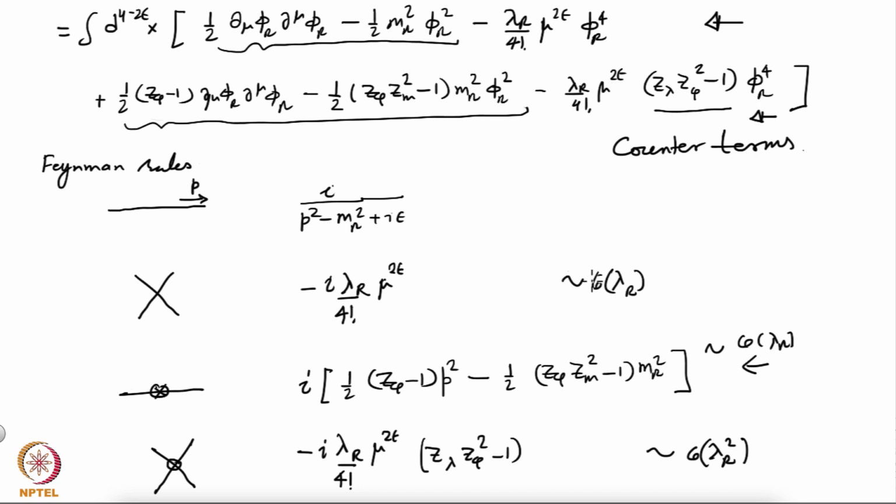Remember, when we do perturbation theory, we have to do things order by order in the parameter lambda r, right? Because lambda r is our expansion parameter. We are organizing the perturbation theory using the parameter lambda r. So a term which is of order lambda r square is a higher order term compared to an order lambda r term. If you want a result which is correct only up to order lambda r, you do not have to worry about terms that appear at order lambda r square.